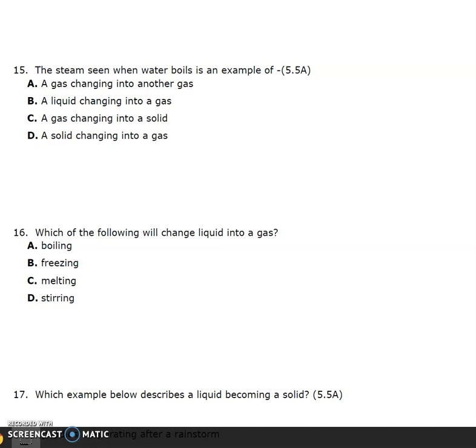Number 16. Which of the following will change liquid into a gas? A. Boiling, B. Freezing, C. Melting, or D. Stirring?